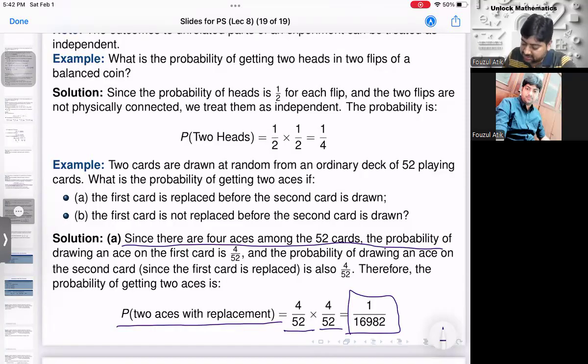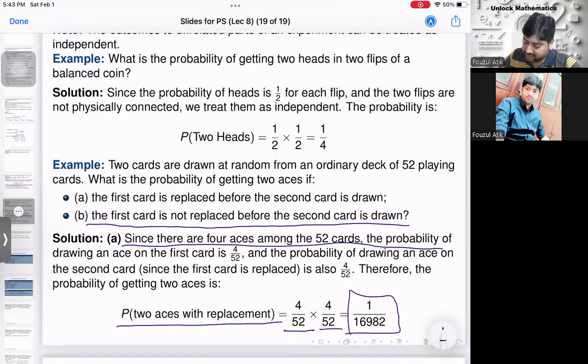Now the second question says the first card is not replaced before the second card is drawn. Now there is a gap. So your first event is 4 by 52, right? That is the probability of getting an ace. Once you get that ace, you are not keeping it in the standard deck, so your standard deck of 52 cards becomes 51 cards. And how many aces are remaining? There are three aces remaining, right?